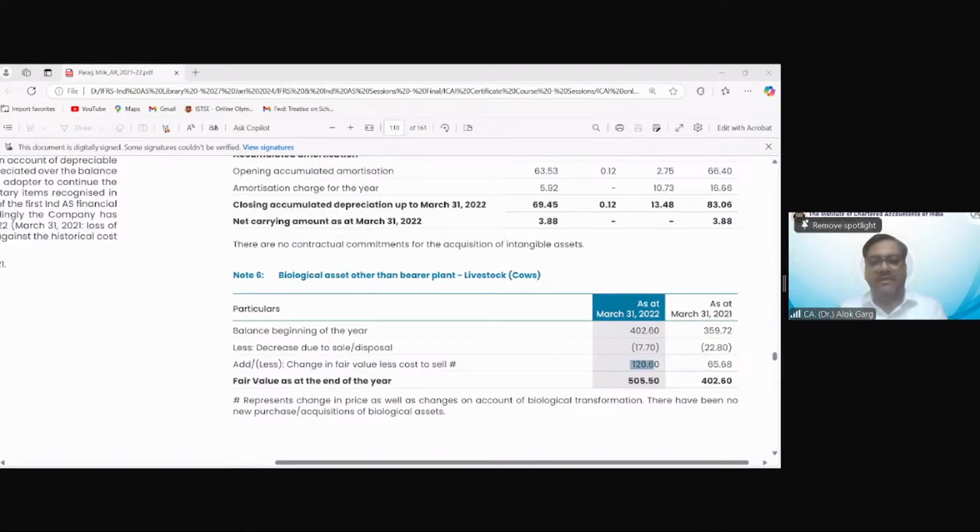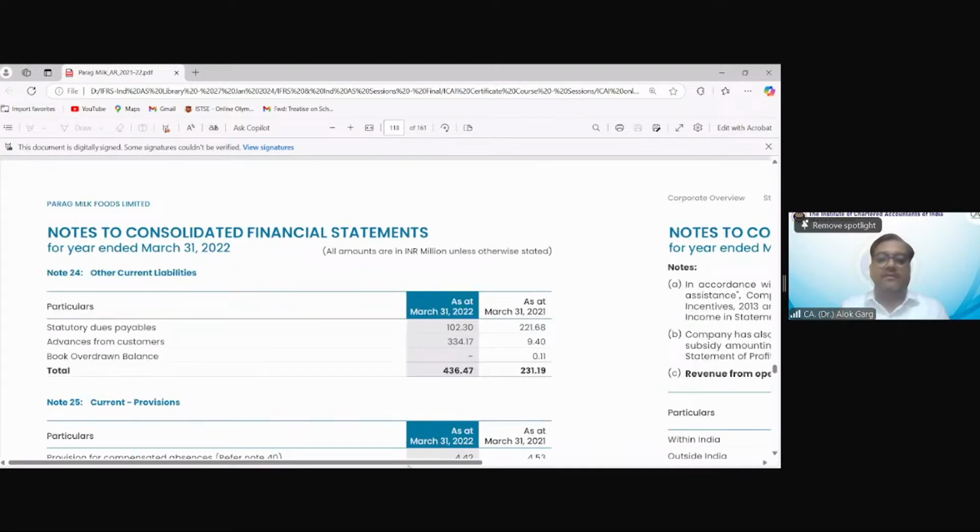Other income. Correct? So let me take you to the other income schedule. Will you remember this number of 120? Yes? Yes, sir. Let me take you to the other income schedule.